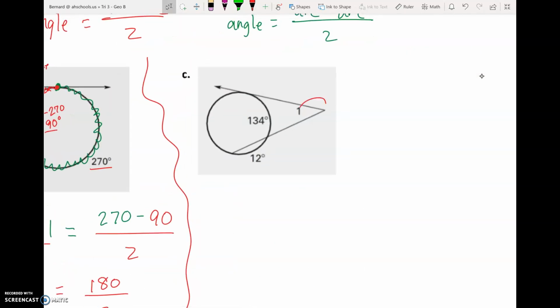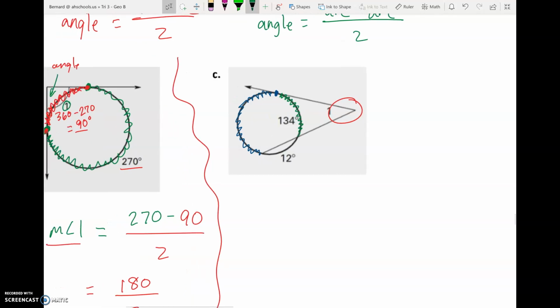So here we go. We want angle 1. And so we need a big arc, a far away arc in between our two sides. That would be this blue arc, which we don't know. And then we need our close arc, which is the 134-degree arc. Now, we don't know the blue arc. We do know the green arc. And then we have this random one on the outside that isn't applying in this situation.